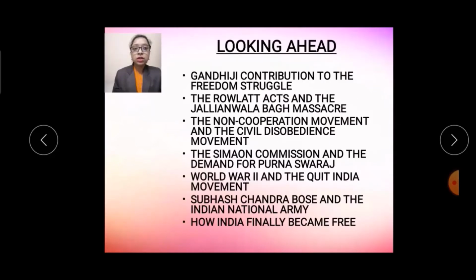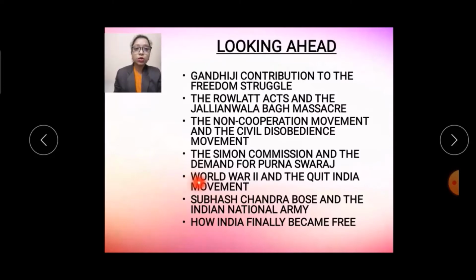First let's see what we are going to study today. We'll learn Gandhiji's contribution to the freedom struggle, then the Rowlatt Act and the Jallianwala Bagh massacre, the non-cooperation movement and the civil disobedience movement. These were the movements started by Gandhiji. Then we'll see the Simon Commission and the demand for Purna Swaraj. Purna Swaraj means complete independence.